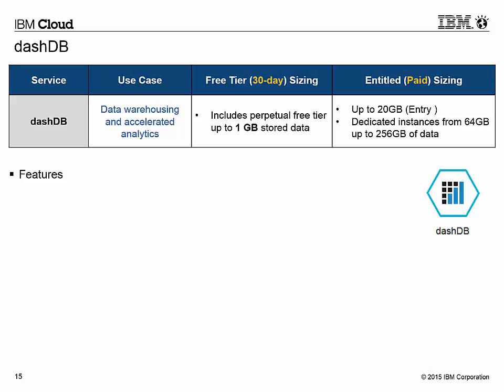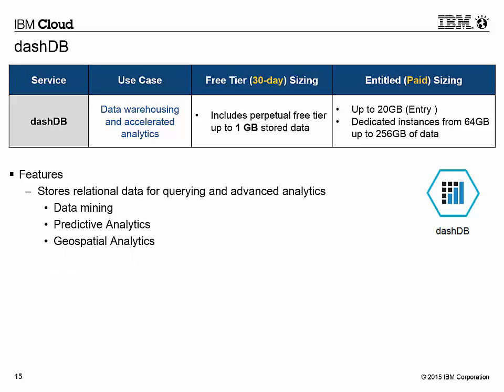The service in Bluemix does give you a perpetual free tier with up to 1 gigabyte of stored data, and then there are various other levels that allow you to extend that to meet your needs. DB is a relational database, and it stores relational data in a format that's optimized for doing complex queries, including data mining, predictive analytics, and geospatial analytics.